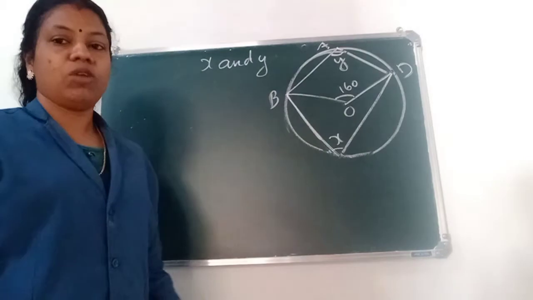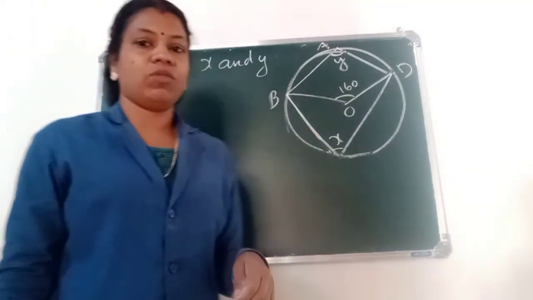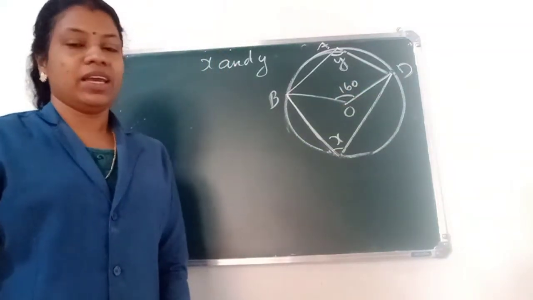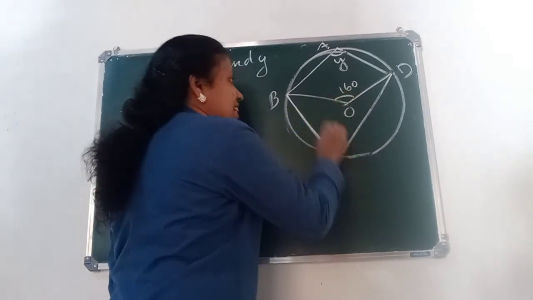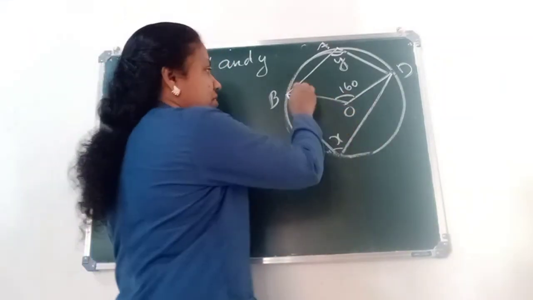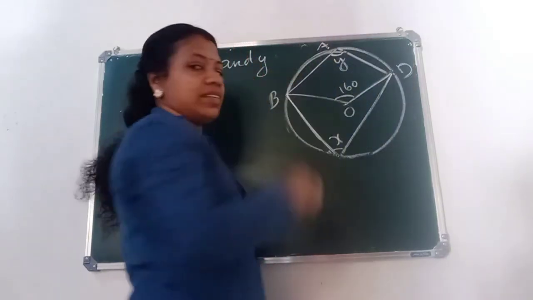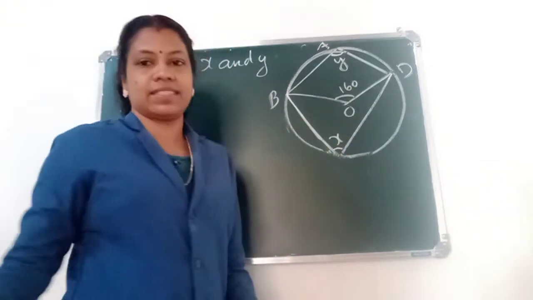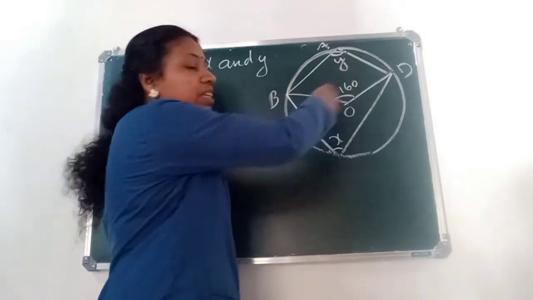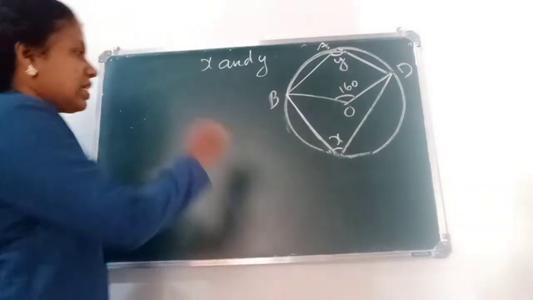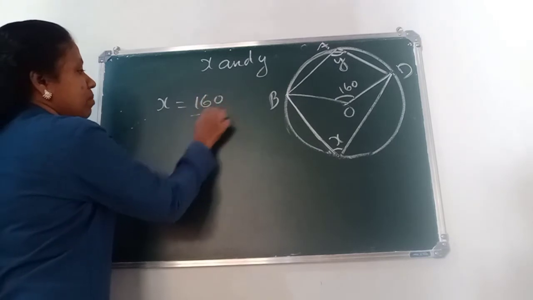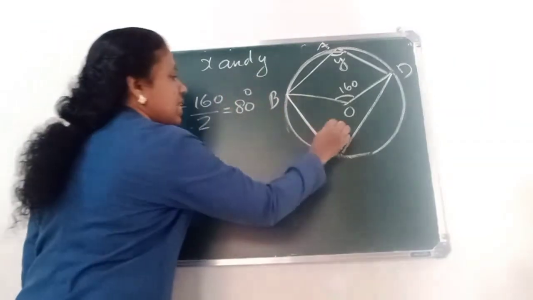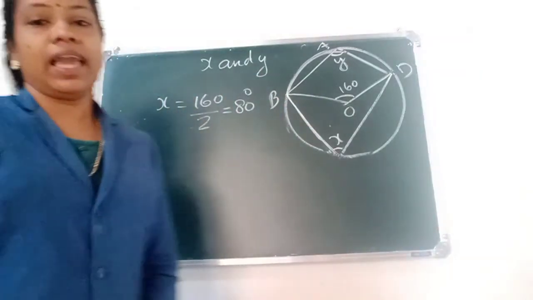Look at the figure. Observe the figure carefully. What is given? Angle BOD equals 160 degrees. BOD is subtended by an arc, with an angle on the remaining part of the circle. This angle is 160 degrees. Then what about X? X is half of the central angle. So X equals 160 divided by 2, equal to 80 degrees.